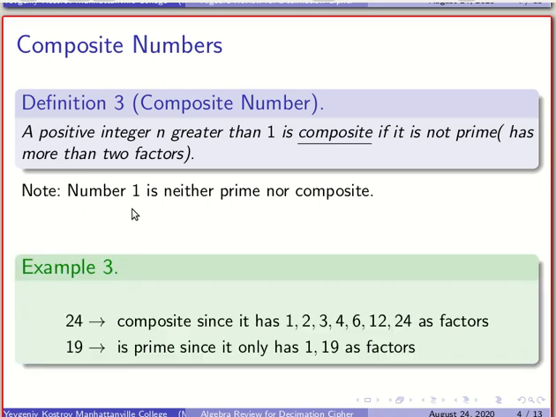So let's look at a few examples. If we look at number 24, it has a lot of different factors. I hope I listed all of them: 2, 3, 4, 6, 12, and obviously 1 and 24 itself are always the factors. So this number would be a composite number. And the number 19 on the bottom is prime, since the only factors are 1 and 19. So a relatively simple idea.